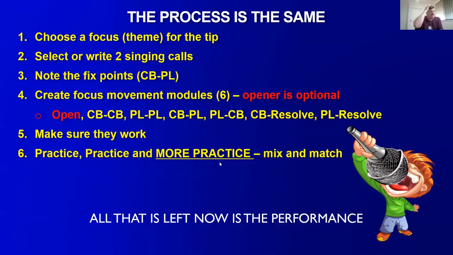And the beauty of it is the process is exactly the same. If you choose a focus for the theme or the tip, you've already done that. You select or write 2 singing calls that reflect your theme, you've already done that before. You note your fixed points in your singing calls. You've already done that before. You create some modules that you can base your focus movement on. For me, the ideal number of modules is 6, 7 if you include an opener, because that's 6 modules, one of each of those modules, and your 5 foundation modules is 156 variations. You got so much movement there that you don't need to have any more.